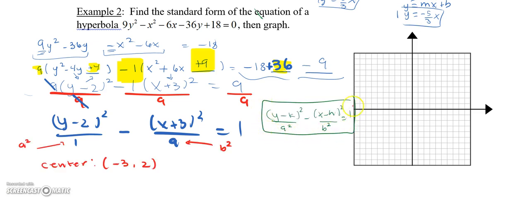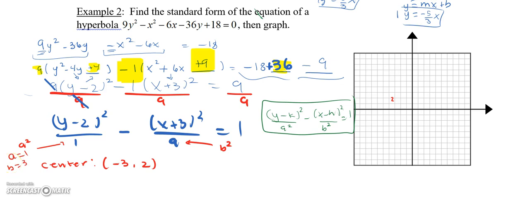So I wrote down the standard form equation when the y comes first. Notice the h is next to the x coordinate and the k is next to the y coordinate. So it's -3, +2. So I can plot -3, +2 for my center. And I'm going to label that as z. My a squared is under the y, so my a squared is 1. So my a equals 1. And my b squared is 9, so I know that b equals 3.